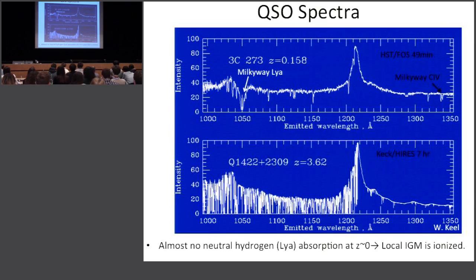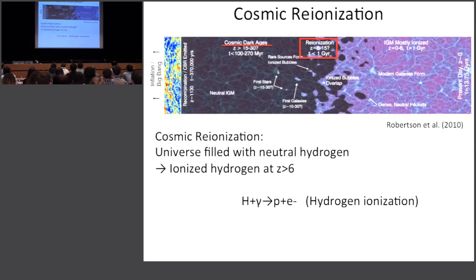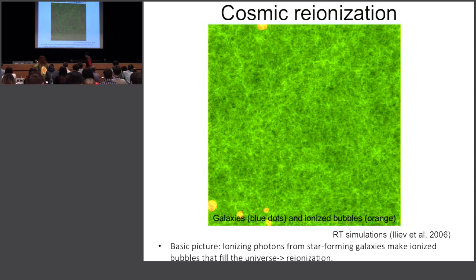So the IGM at the present epoch of the universe is well ionized. So then, the neutral medium and ionized medium. Sometime between the recombination epoch and our epoch, there was the reionization event, and as I will tell you, reionization took place at redshift greater than 6. That is found by quasar spectrum studies.